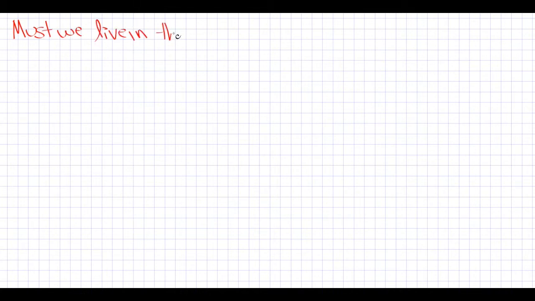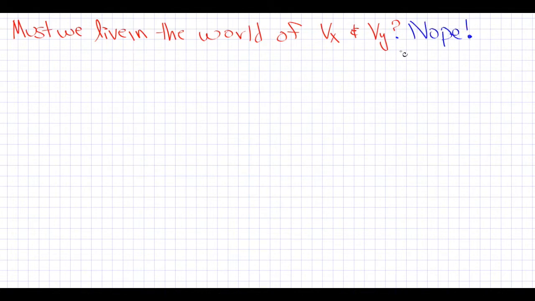So the last topic that we have to talk about is, do we always have to be breaking things down into x and y components? And the clear answer is nope. So let's go ahead and take a quick example where we can break down any resultant into any other two vectors.